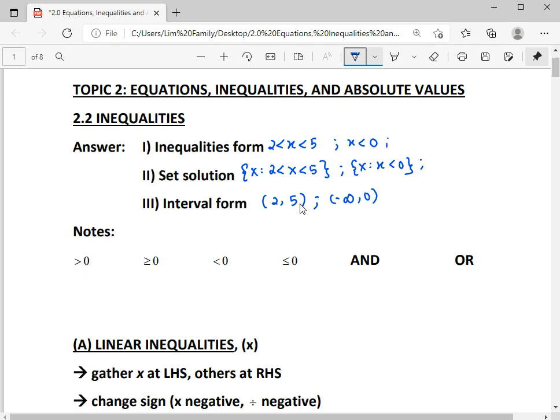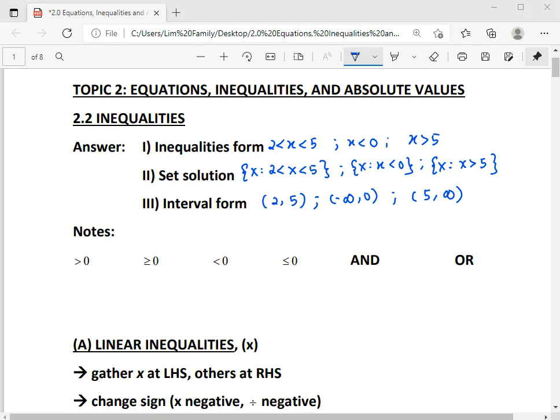So how about if we get the answer in this kind of pattern like x greater than a value. So if x is greater than a value, in set notation, it will be like this. And in interval form, it will be 5 to infinity. So this is the way we can use to write our answer.